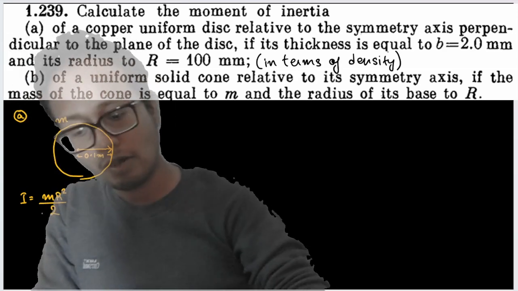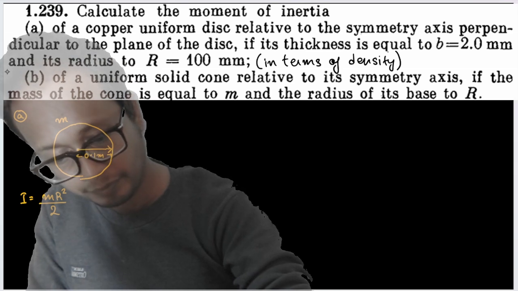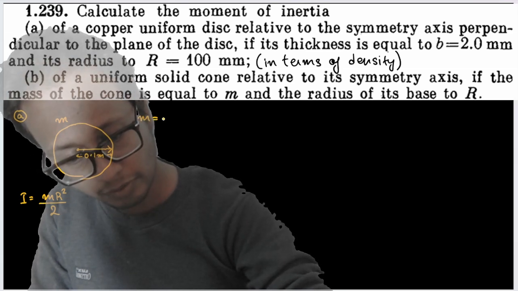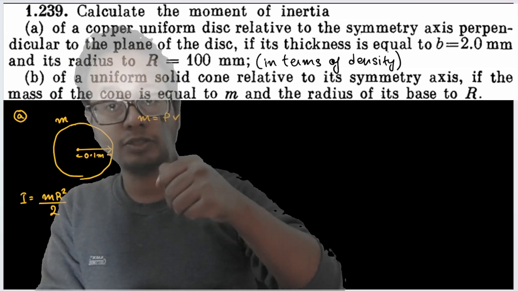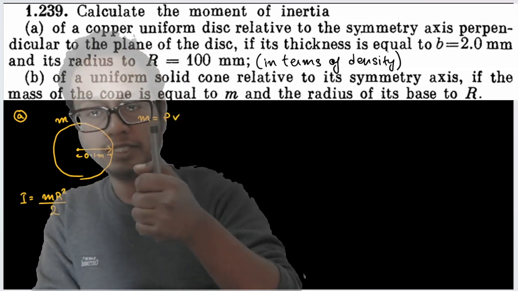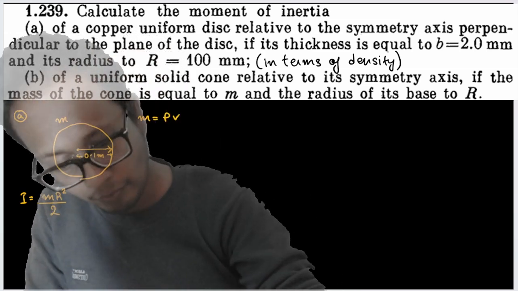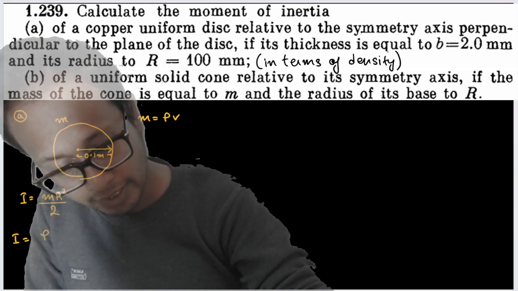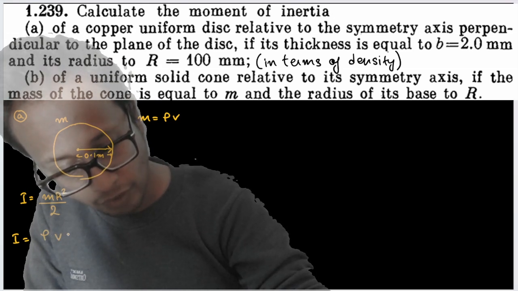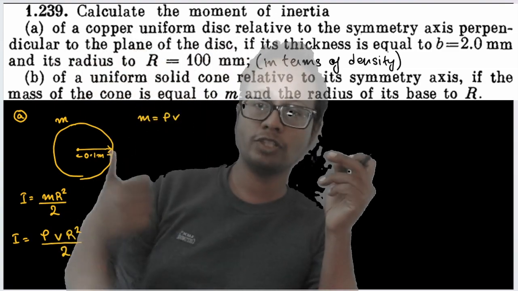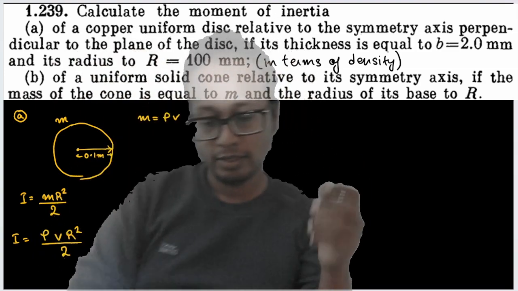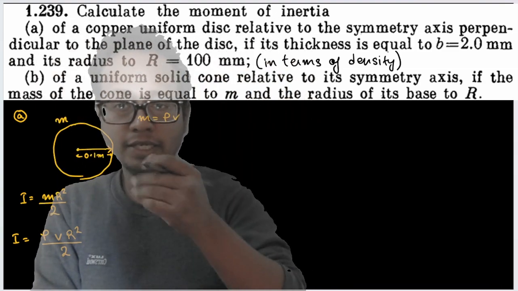Now, what is the relation between mass and density? Mass is equal to density into volume, or density is equal to mass by volume. So if I replace the mass here, moment of inertia is nothing but density of the copper disc into volume of the copper disc into r square by 2. Now, what is the volume of this copper disc? It is nothing but area into thickness.